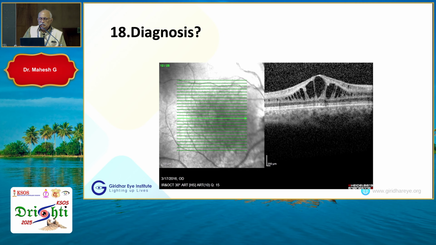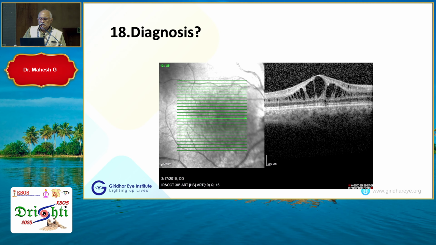I have mistaken it for CSR and did an angiogram. The angiogram will show some basic staining in that area, and I even treated with laser without any effect. Then only we came to know about this entity. So it is called a dome-shaped macula.